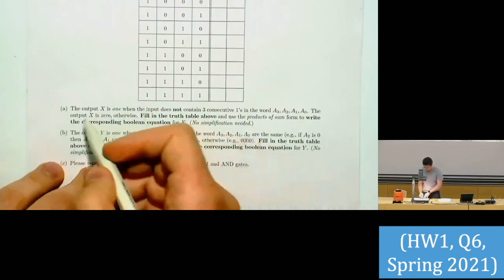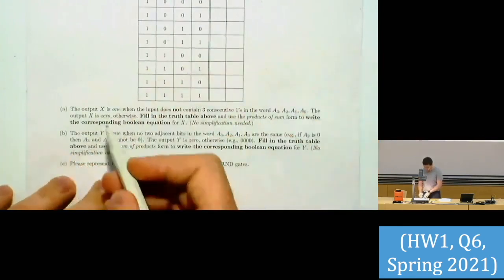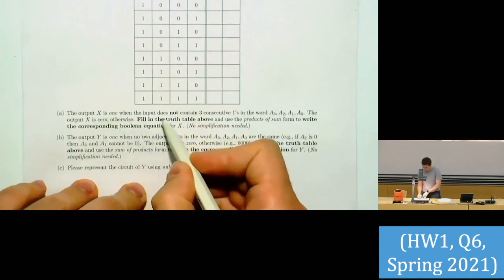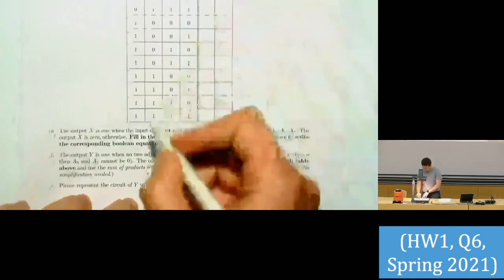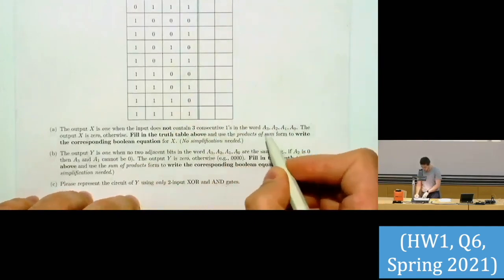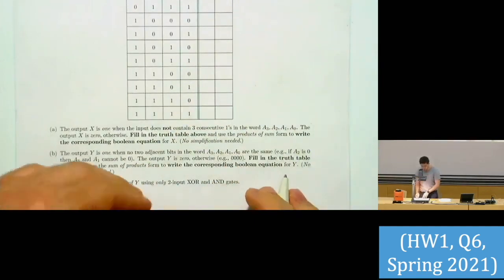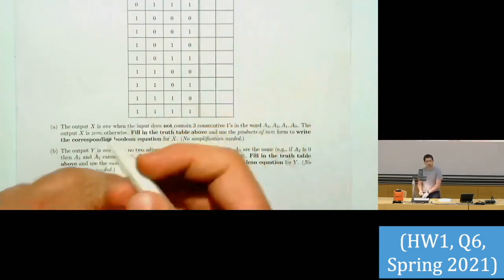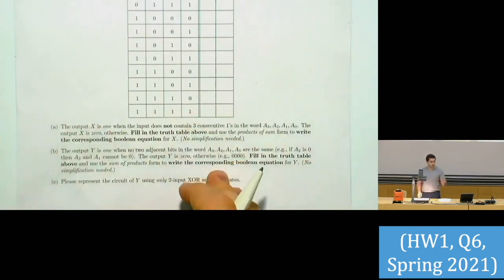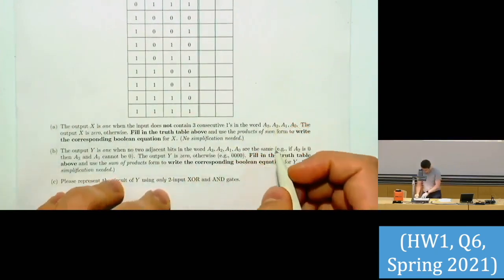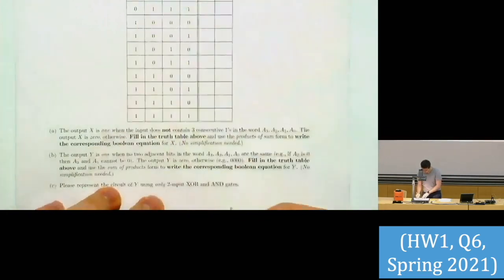The first question describes X. X is 1 when the input does not contain 3 consecutive ones in bits A3 to A0. In other words, it is 0 when it contains 3 consecutive ones. So let's find such occurrences in this truth table.